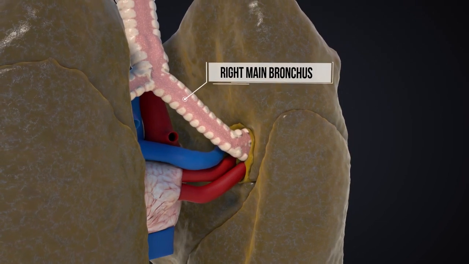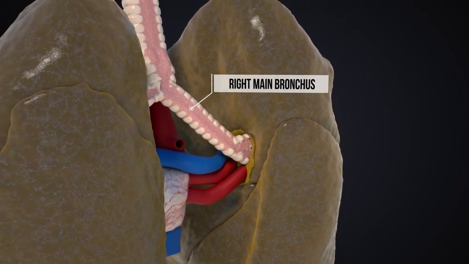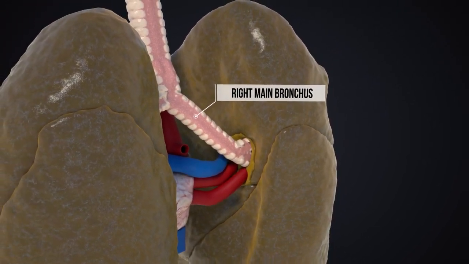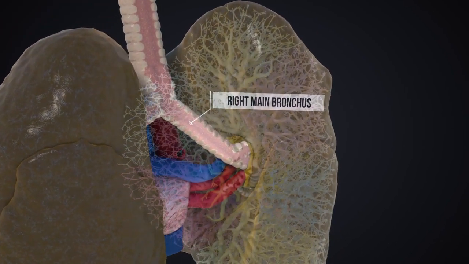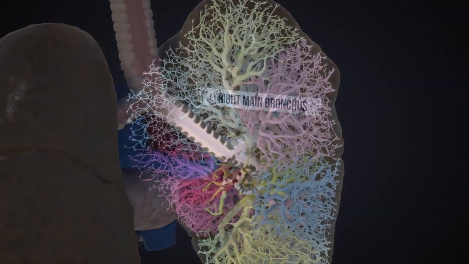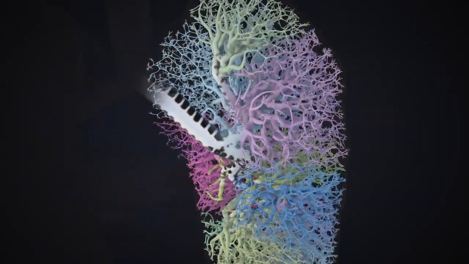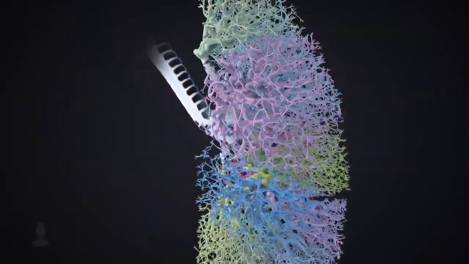The main bronchi form the trunks for the bronchial tree. Like the branches of a tree, the tubular system of the lungs starts here, into finer and finer branches. The right lung has 3 lobes with 10 lung segments. Each lung segment receives its own air and blood supply.